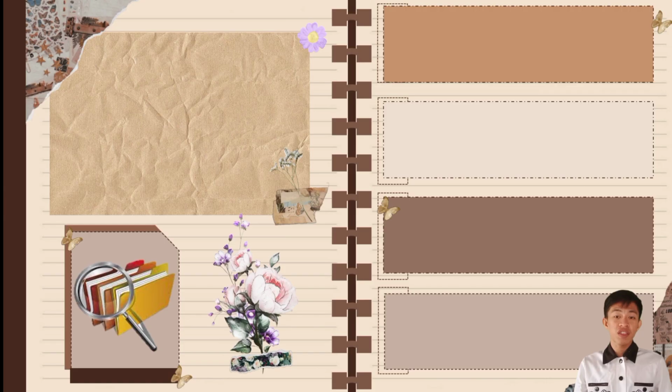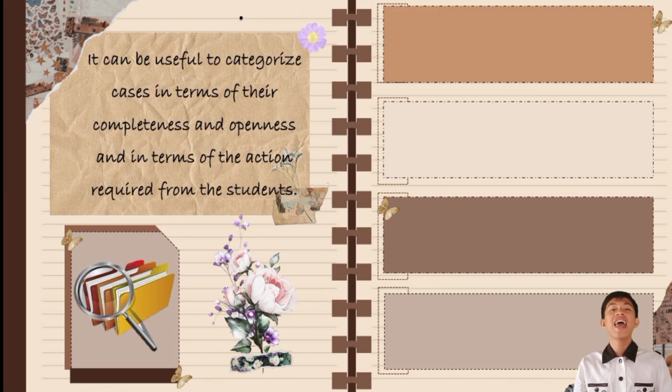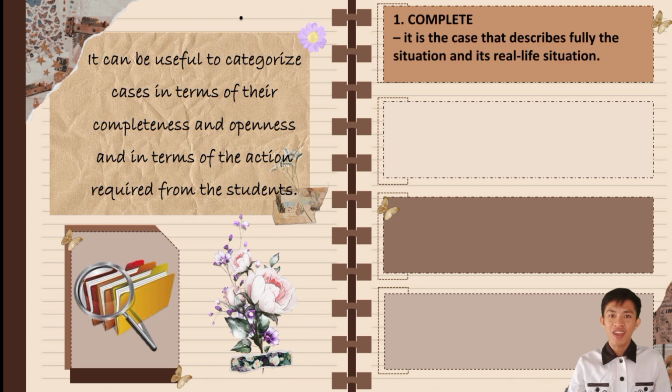So cases are categorized into 4 categories in terms of completeness and openness. The first category is the complete category. A complete case describes fully the situation and its real life details, and the situation given has explicit information regarding the certain matter.